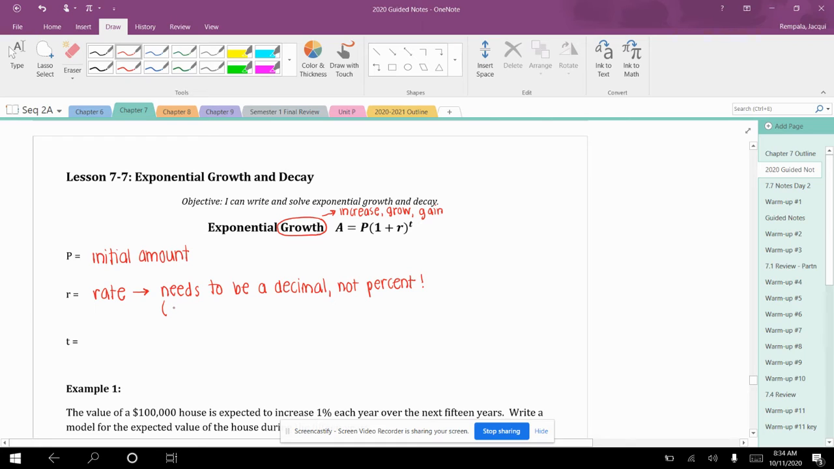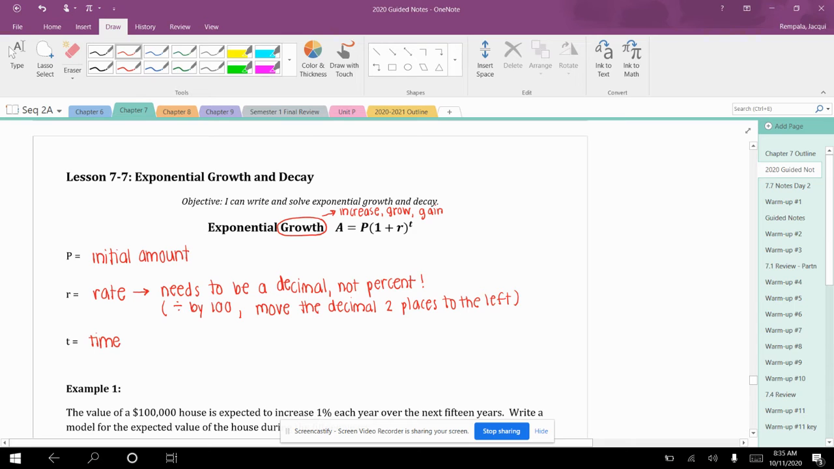We can take the percent and divide by 100, because then that's going to turn it into the decimal that we want. Or we can move the decimal 2 places to the left. All right, so 2 different ways of getting a rate as a decimal, not a percent. So we're either going to divide by 100 because there's 100%, or we can move the decimal. T is going to represent the amount of time.